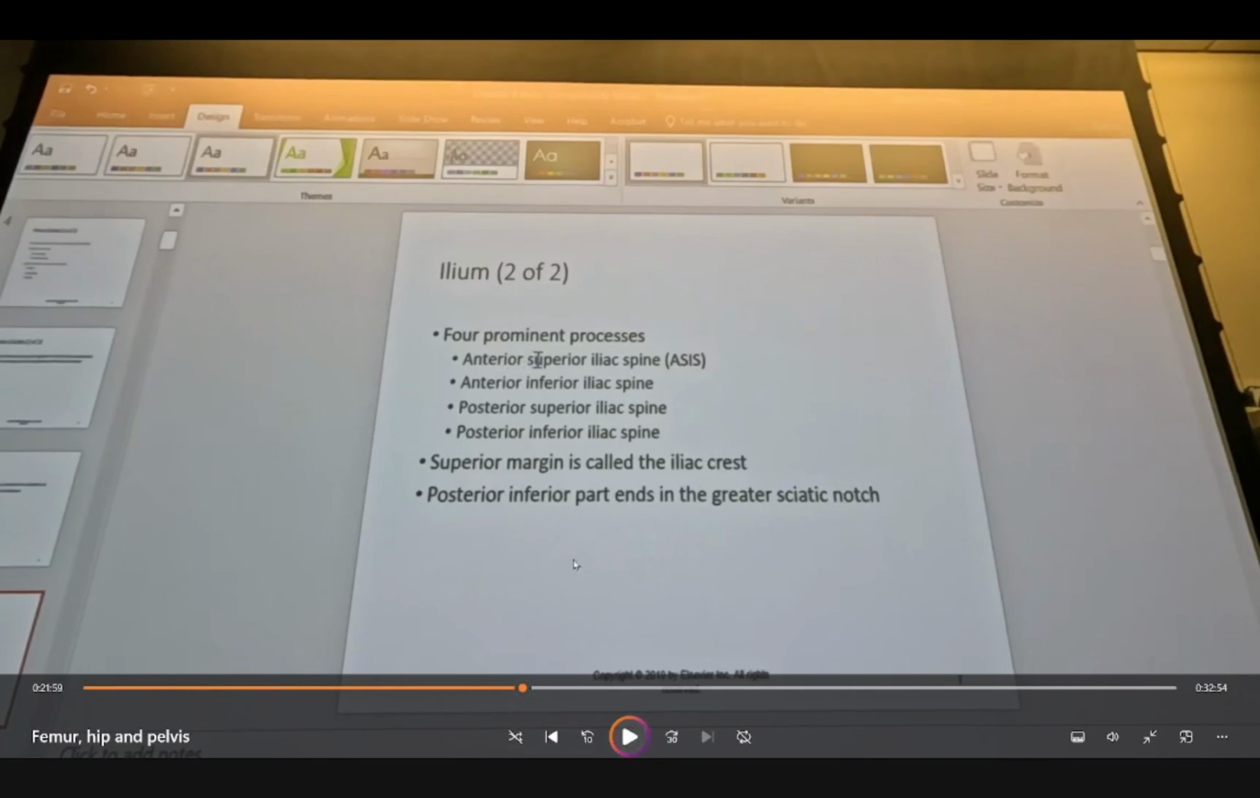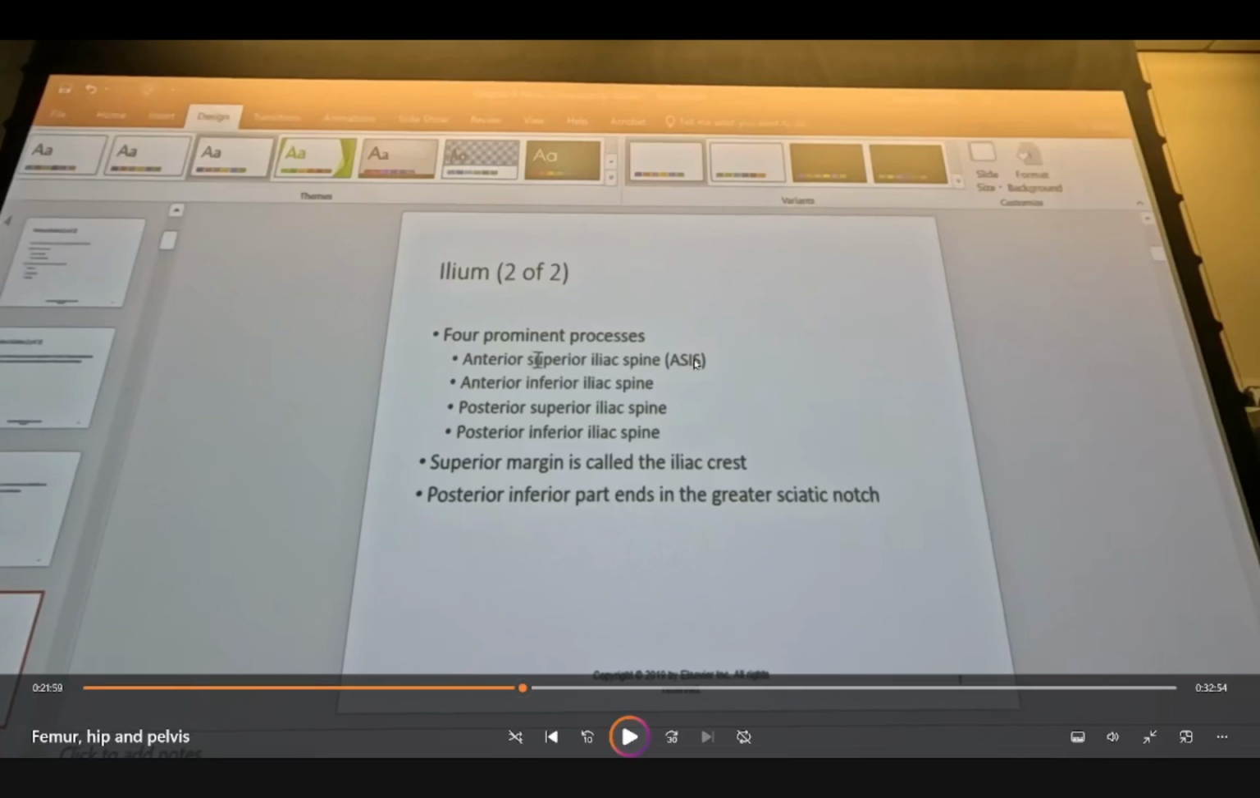Okay, so you have four prominent processes, and in anatomy, if you have something that is so specific it's named anterior, then naturally you're going to have posterior. If you have superior, you're going to have inferior. If you have anterior superior, you're going to have the exact opposite of that, being posterior inferior. And then if you have posterior inferior, you're going to have posterior superior. If you have anterior superior, you'll naturally have anterior inferior. The one of these that's most familiar to us is the anterior superior iliac spine, and we refer to that as the ASIS.